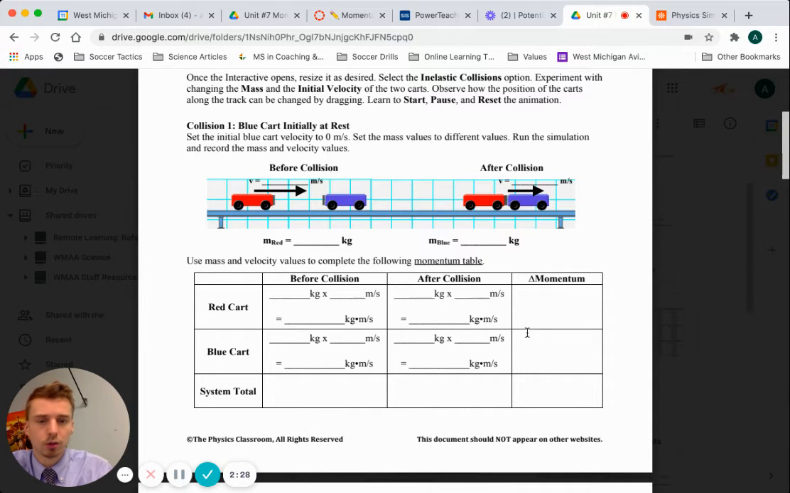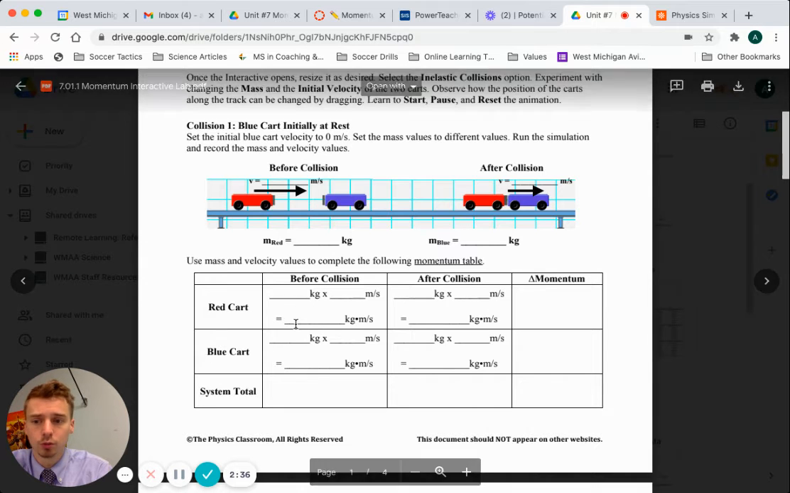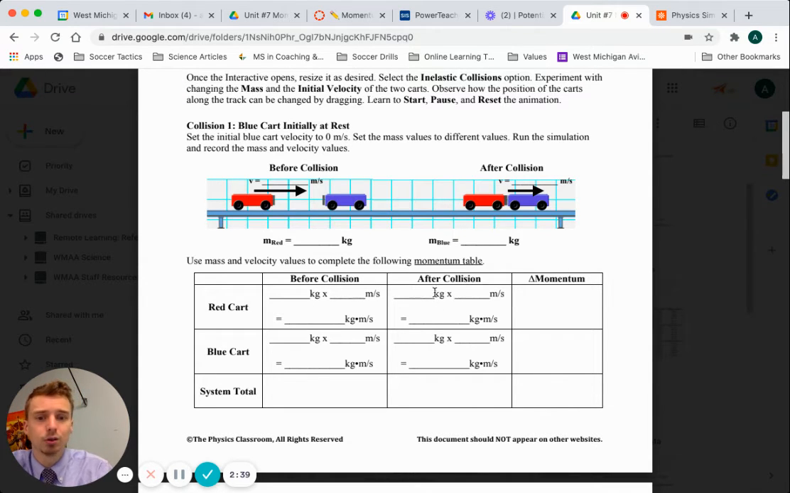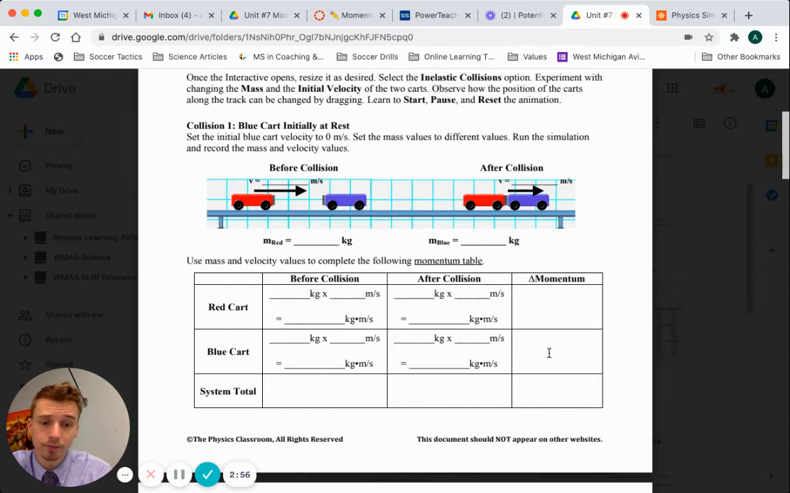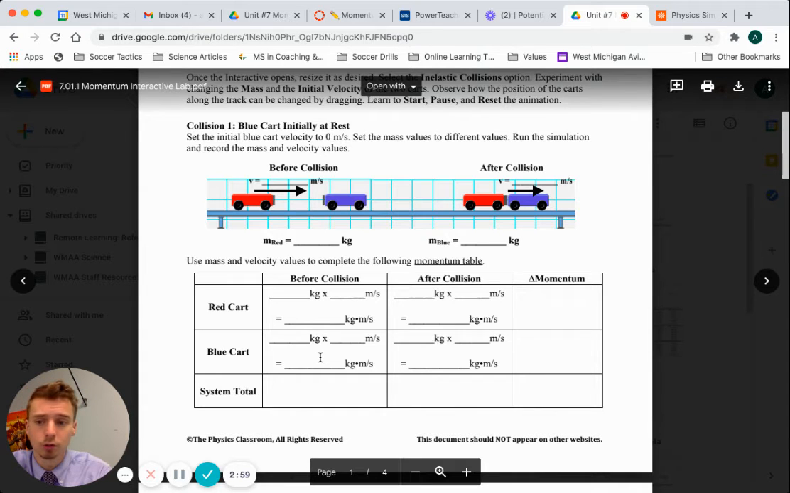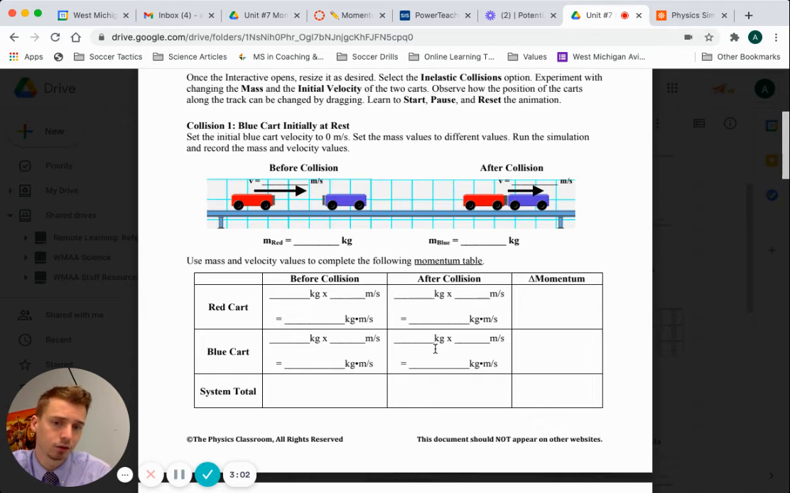Okay. Now what they're asking for here, this little triangle momentum, is how much the momentum changed. So if my momentum of the red cart before is 1, and let's say hypothetically it goes down to 0.5, that means my change in momentum for the red cart would be negative 0.5. Okay, and then you do the same thing for the blue cart. You calculate the momentum of each spot, and then you see how much it goes up, how much it goes down, right? Let's say that the momentum before was 0 for the blue cart, and the momentum after the collision was hypothetically 2. Then it would be a positive 2 as your change in momentum, right?